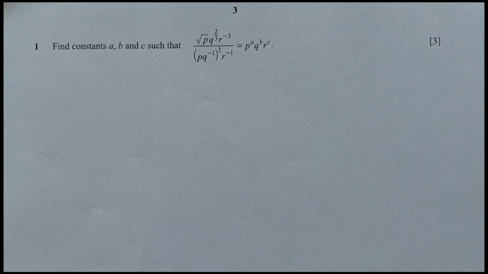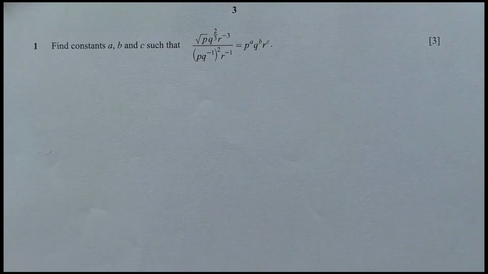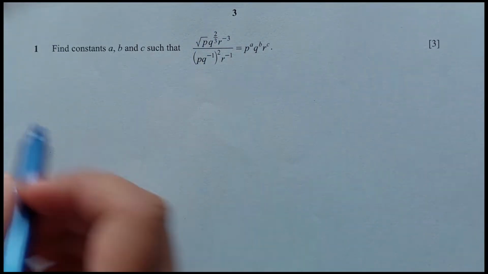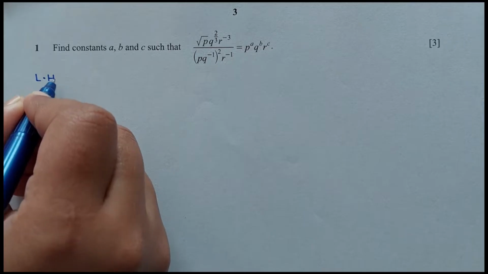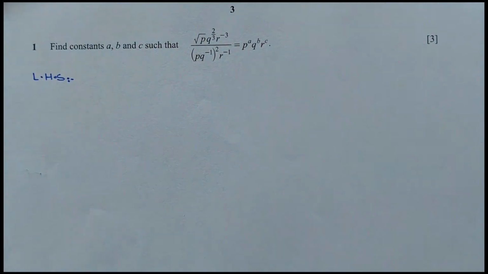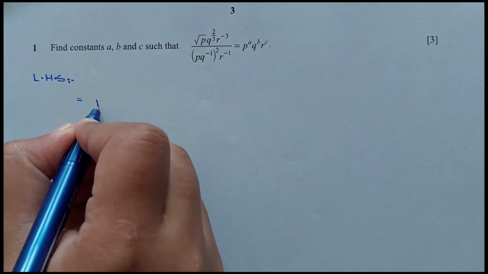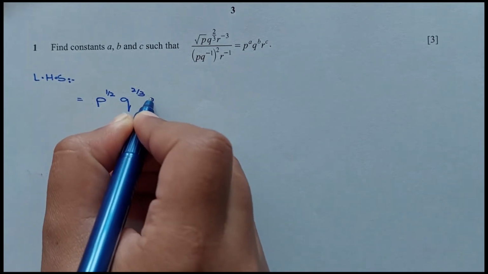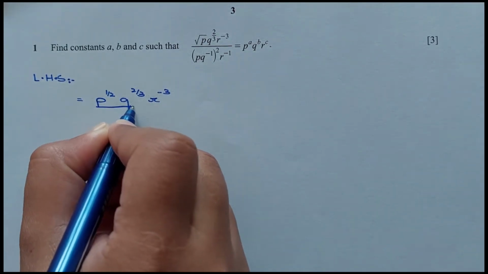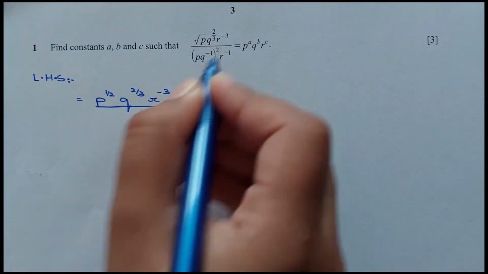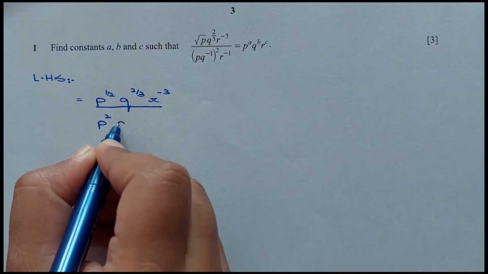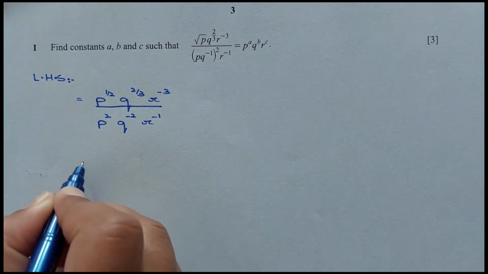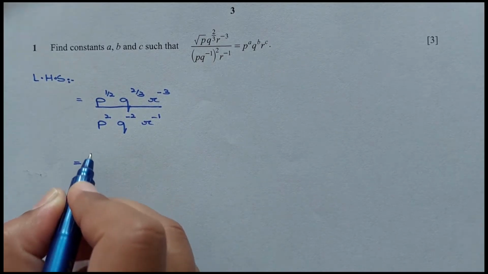Question number 1: find constants A, B, and C such that this is going to be this. Okay, so we need to simplify the left hand side first. So let me write down the left hand side. P is 1 by 2, Q is 2 by 3, R is minus 3 over P Q inverse square. It means P power 2, and Q power minus 1 times 2 is minus 2, and R power minus 1. Okay, now I'm shifting all the powers into the numerator.